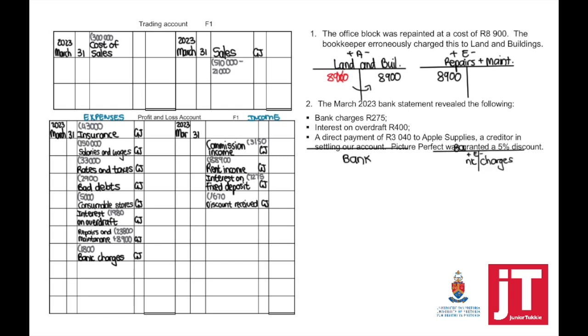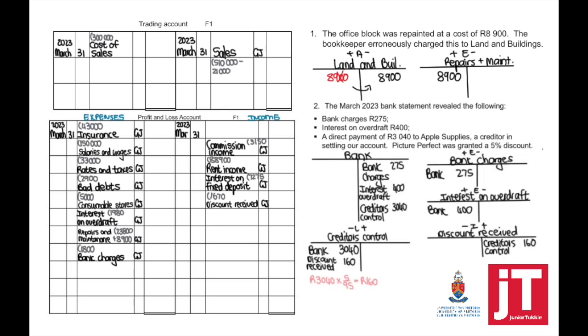So first we need to show the bank charges. There's no calculation involved. They said to us our bank charges is 275. This means that this must be added to our expense. This means plus 275. Bank charges is an expense which will increase. Interest on overdraft 400. Interest on overdraft is an expense which means it will increase. So we're going to take plus 400.